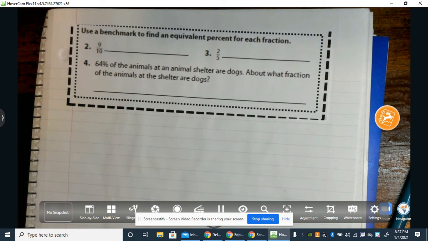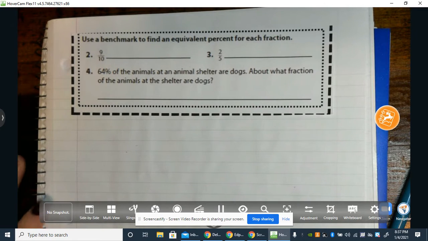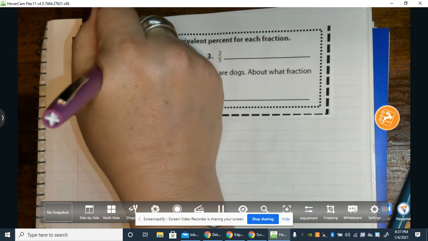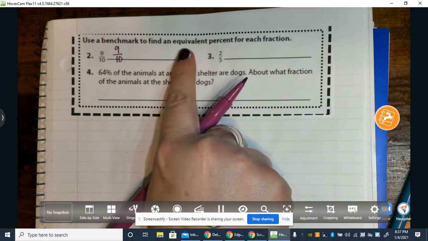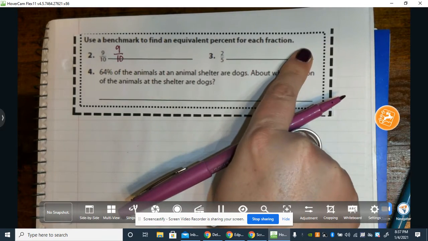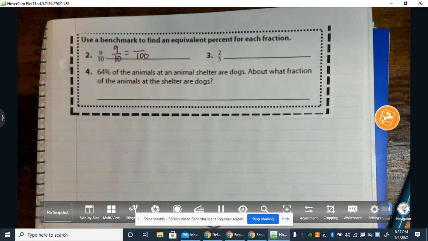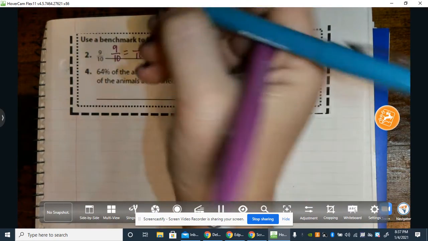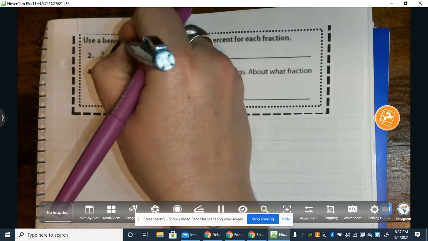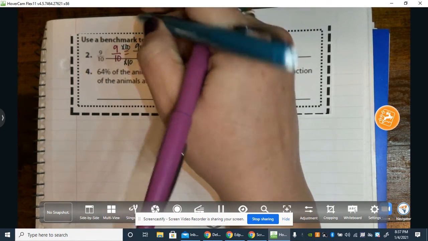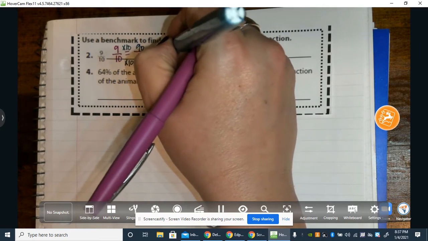Use a benchmark to find an equivalent percent for each fraction. So we have 9/10. We need to find an equivalent percent. Remember, percents are out of 100, so I need to get this to 100. How can I go from 10 to 100? I multiply by 10. So 9 times 10 gives me 90. Percents are over 100. 90 is over 100, so that would give me 90%.